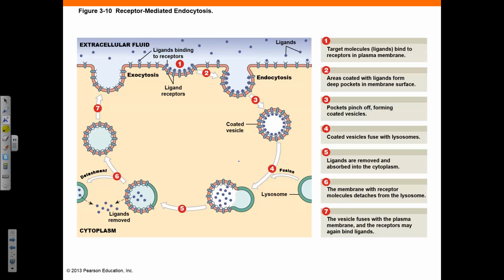The process of receptor-mediated endocytosis is depicted here. First, target molecules known as ligands bond to receptors in the plasma membrane. So we're going to have all these ligands bonding to their receptors. Next, a deep pocket forms in the area of the bound ligands. This pocket will be pinched off to create what is known as a vesicle.